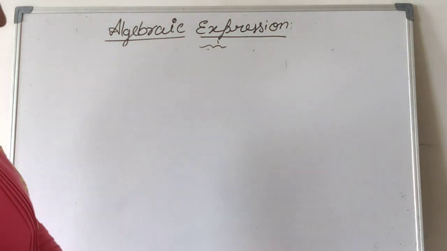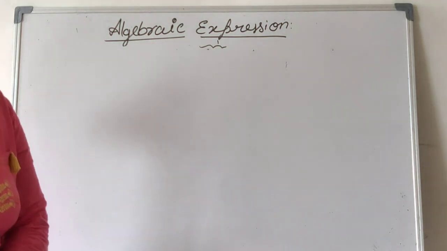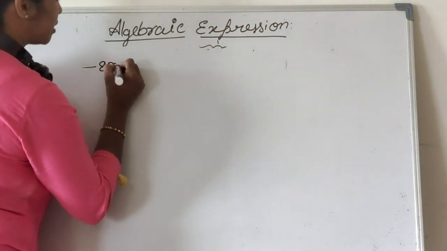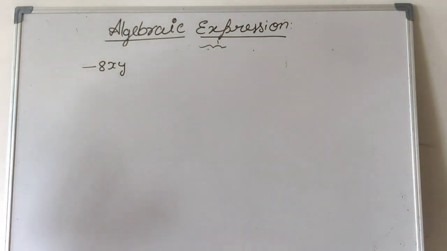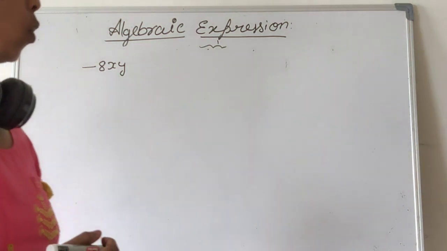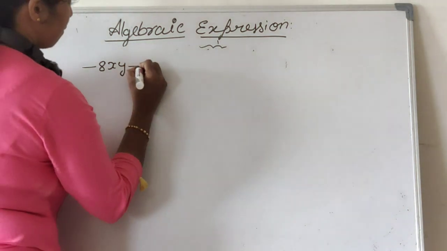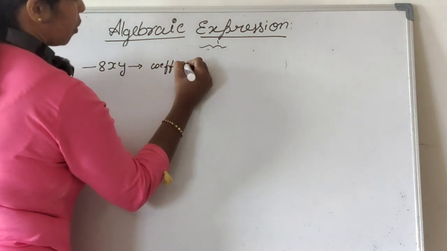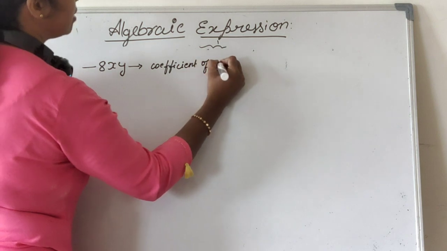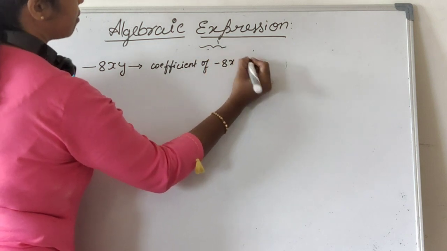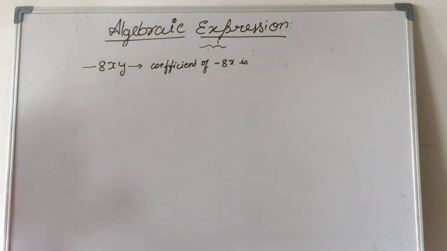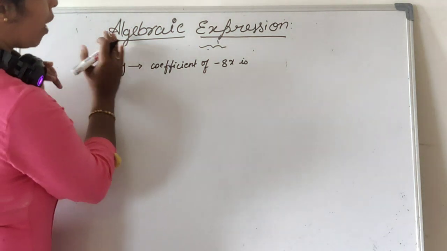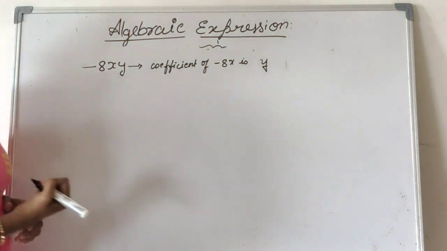Next, algebraic expressions. Now, one question is given: minus 8xy. Now, we have to write the coefficients. Coefficient of minus 8x is what? See, for the coefficient of minus 8x, leave that minus 8x, what remains? Y. So, that is y.